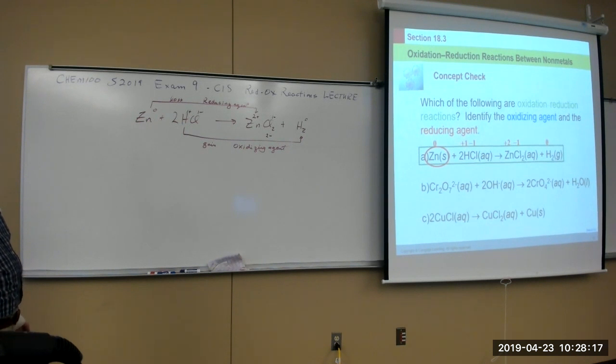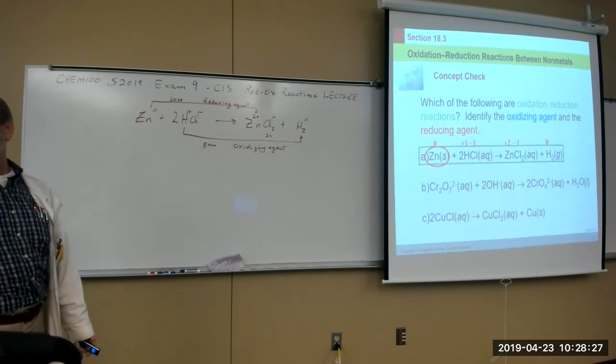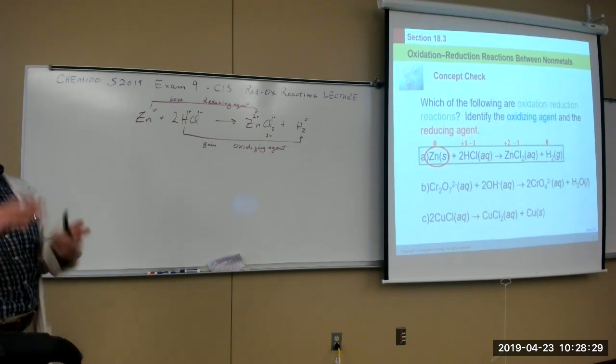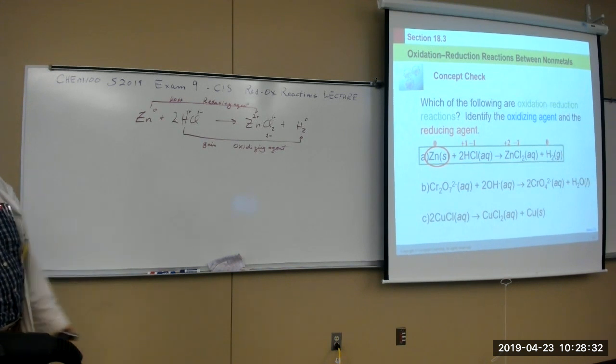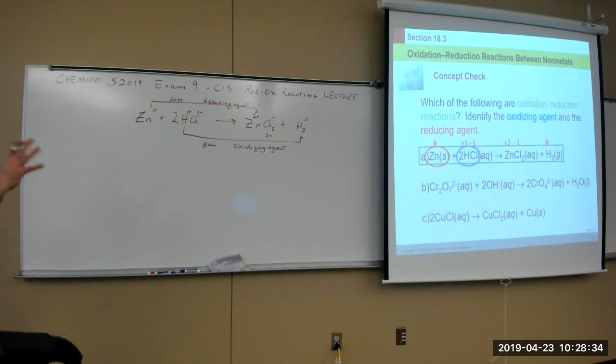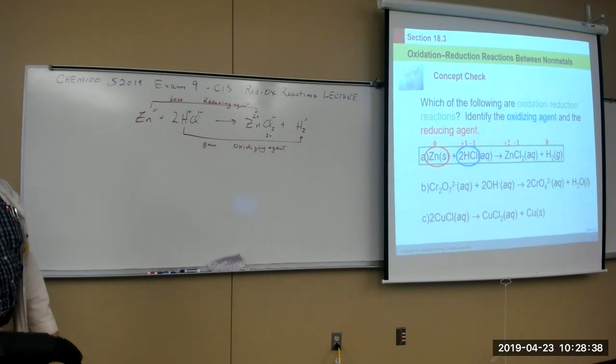That's the, in red, this is the reducing agent, color-coded. Kind of like the redacted documents. The Mueller report got redacted and color-coded so we know what happened to it. And the blue one is the oxidizing agent. Okay? How about the next one?